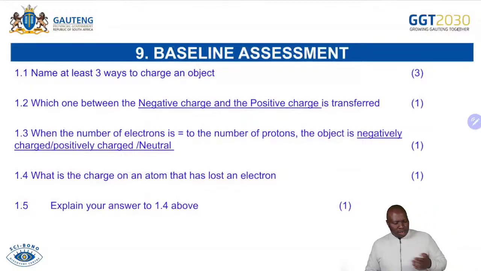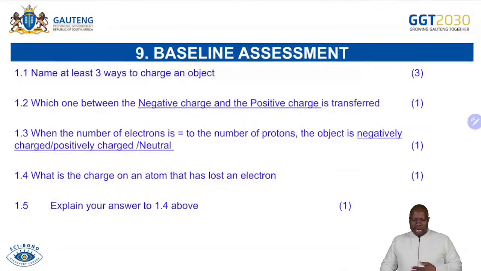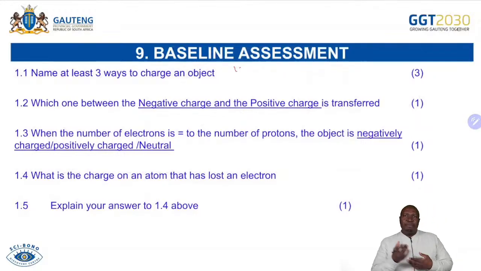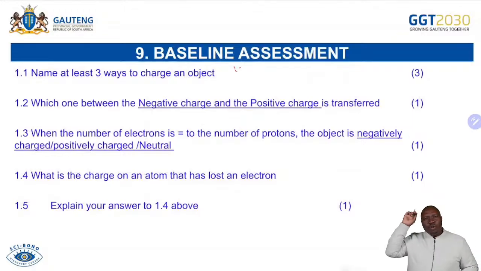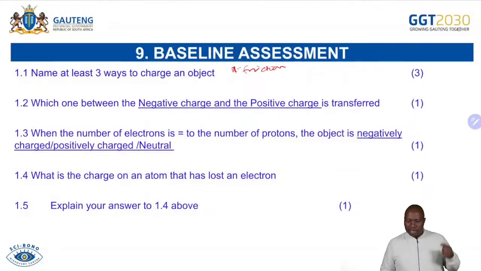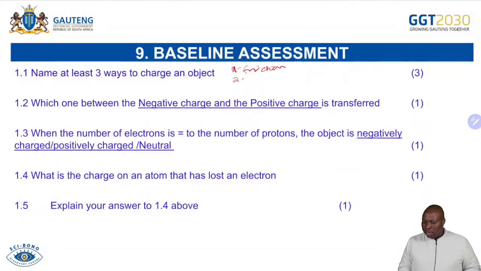Now let's check our baseline. The first question was, name at least 3 ways to charge an object. So how do we charge an object, whether it's positively charged or negatively charged? You can think about it. If I'm to remind you of ways to charge, remember by rubbing. When you're rubbing a cloth against a ruler, you have done that. So that is friction. You can just use friction when you're rubbing a cloth or something against another material. And then you can do that by conduction. You can do that by induction as well.